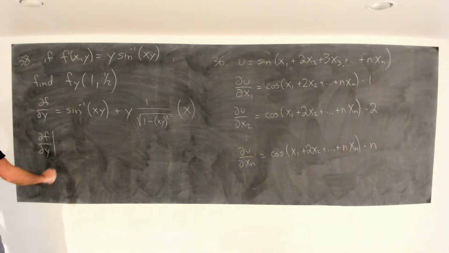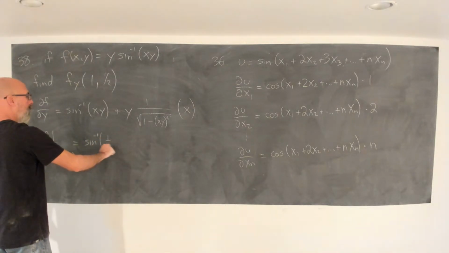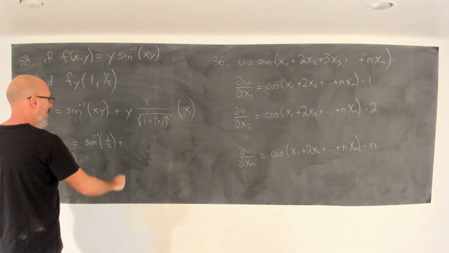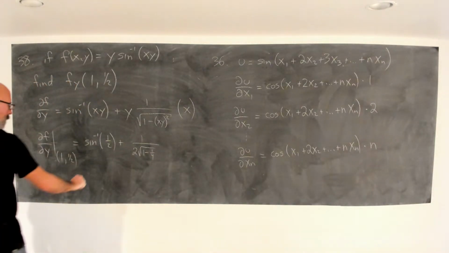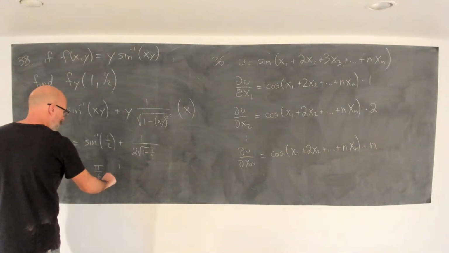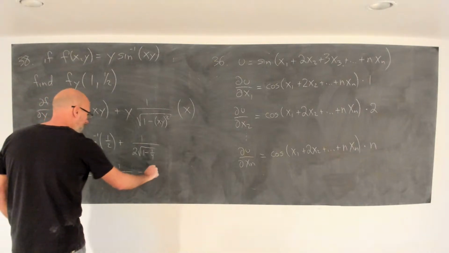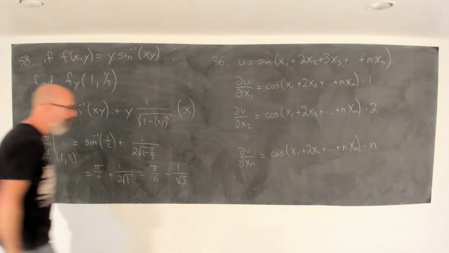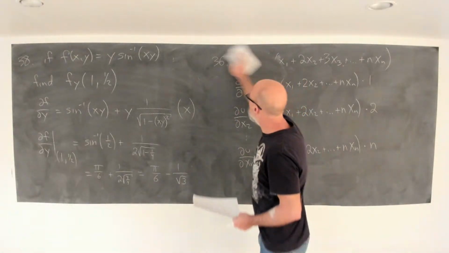So the derivative at the point (1, 1/2), what is that? This is arcsine of 1/2 plus 1 over 2 square root of 1 minus 1/4. Arcsine of 1/2, you know to be pi over 6, and whatever that is. Root 3/4, actually, the 4 and the 2 cancel. So pi over 6 minus 1 over root 3. Questions here?